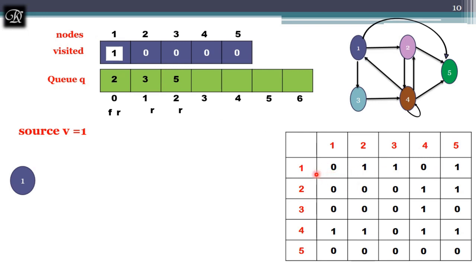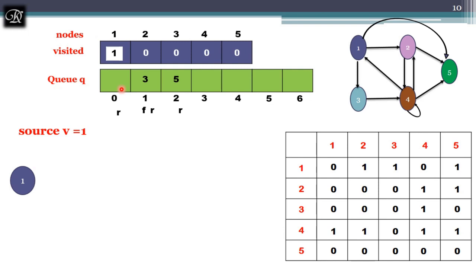Now what is the next case? You check whether front is smaller than or equal to rear. Yes. Front is 0 and rear is 2. This condition is true. Then what I have to do? I have to take the front element from the queue and do the same procedure again. So I have taken that, and with that I have called BFS of 2 now.